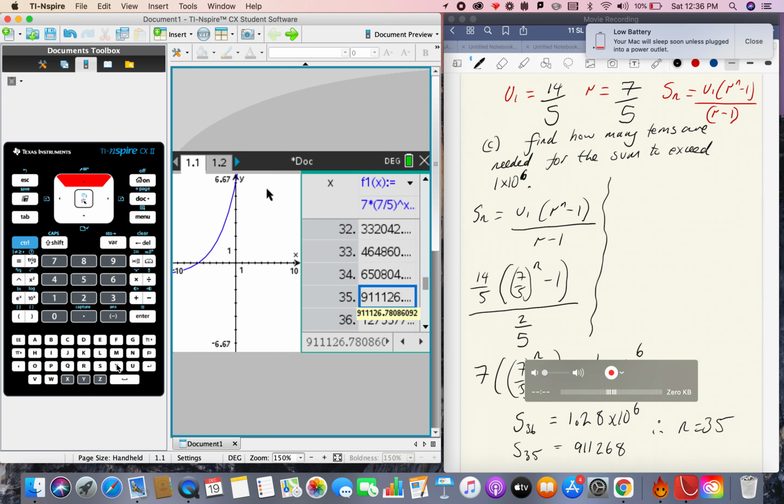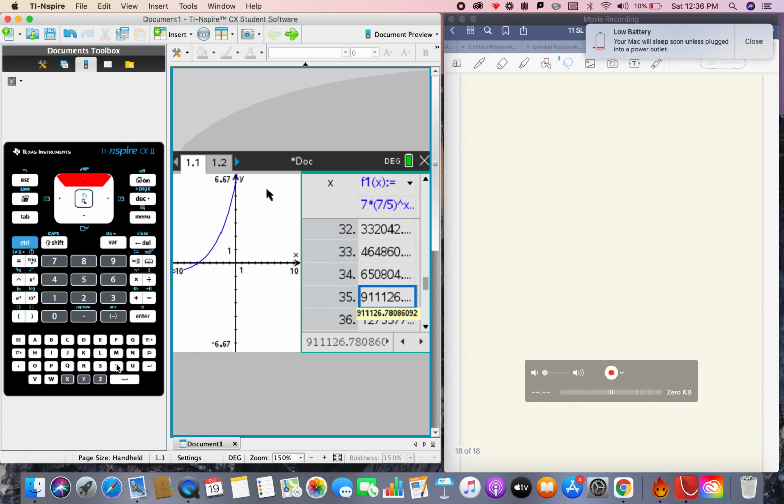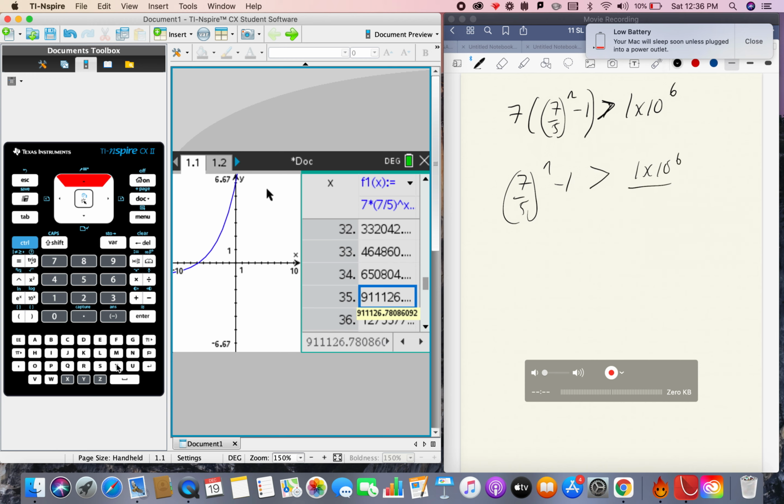If we carry on from this particular spot here, let's do this in an algebraic way. So let's just copy this. Let's put another page in afterwards and paste it. Now you can see that n is just in one location, so we should be able to unpack this, shouldn't we? 7 over 5 to the n minus 1 is greater than 1 times 10 to the 6 over 7. And then 7 over 5 to the n is greater than 1 times 10 to the 6 over 7 plus 1.